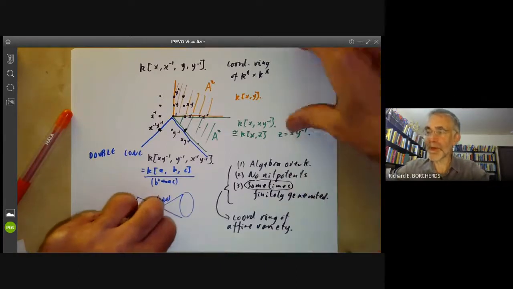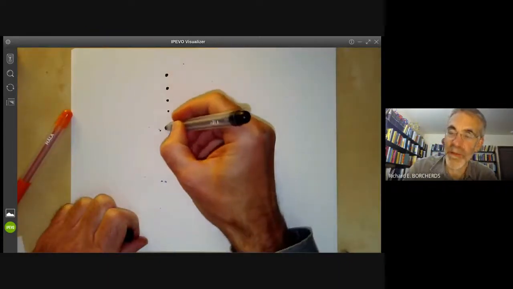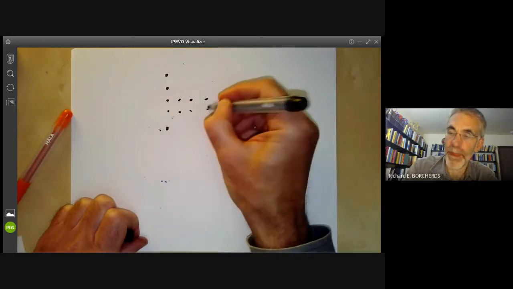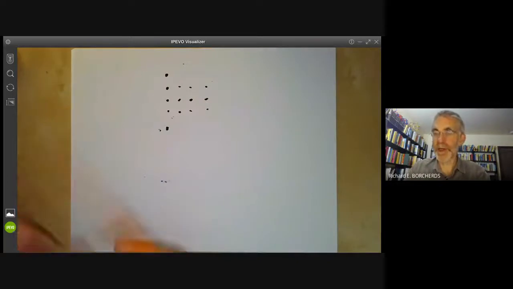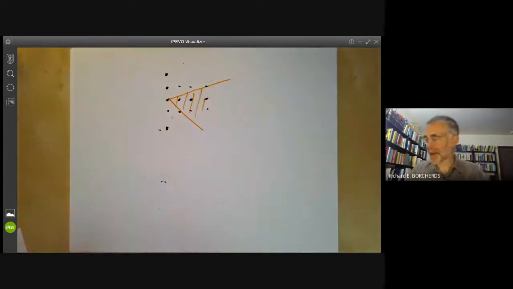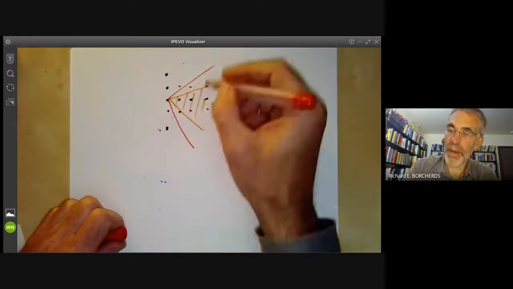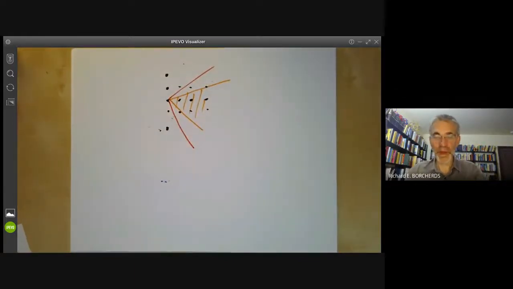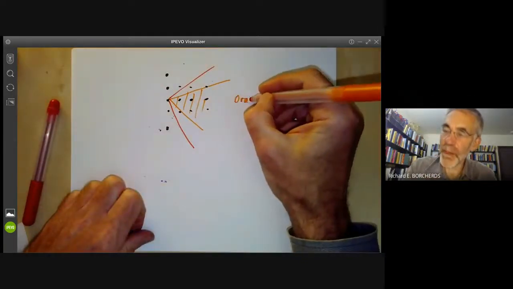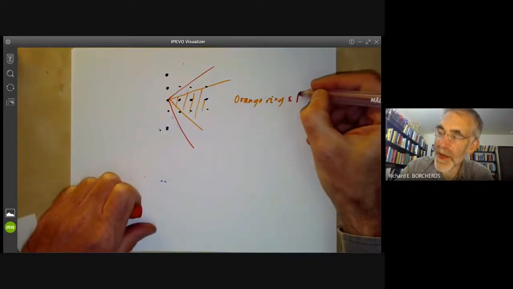Now let's look at what happens to varieties associated with various cones. So suppose I take two cones. Let me take an orange cone and a bigger red cone. And we can ask, what is the relation between the corresponding varieties? Well, obviously, we get a map from the orange ring to the red ring. In fact, it's a subring of the red ring.